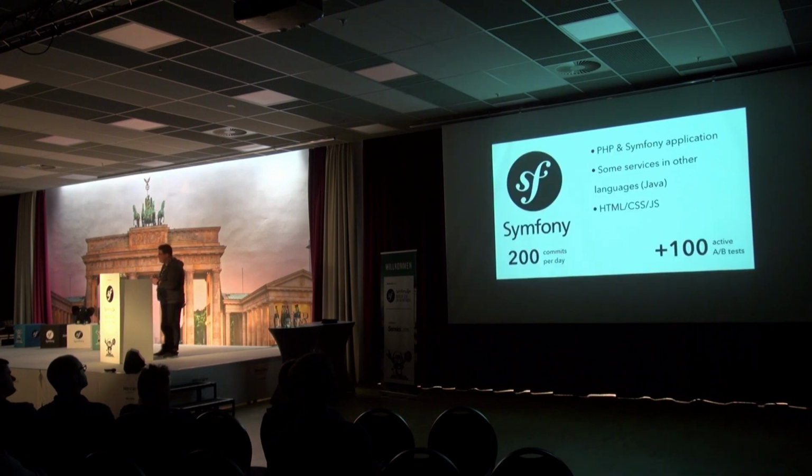If we take a look at the technical stack, Trivago is mainly a PHP application with a Symfony core, although we have some services for prices and other things written in different languages. For the front end, we use the normal stuff: HTML, CSS, and JavaScript. We also use other technologies, like Jenkins for CI, and Bitbucket and Jira for organizing the work.